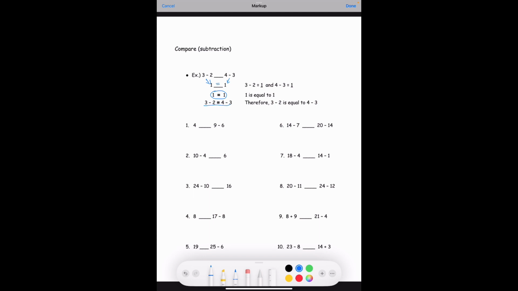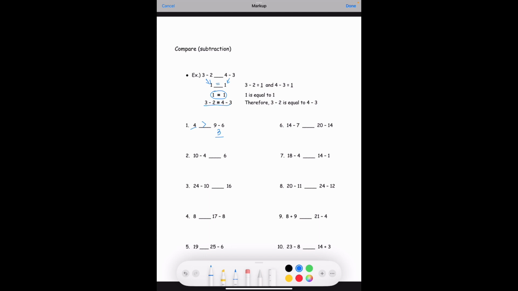Let's look at number 1. 4, blank, 9 minus 6. Let's solve for 9 minus 6. 9 minus 6 equals 3. And comparing 4 and 3, 4 is greater, so the sign will be opening towards 4 because 4 is greater than 3.